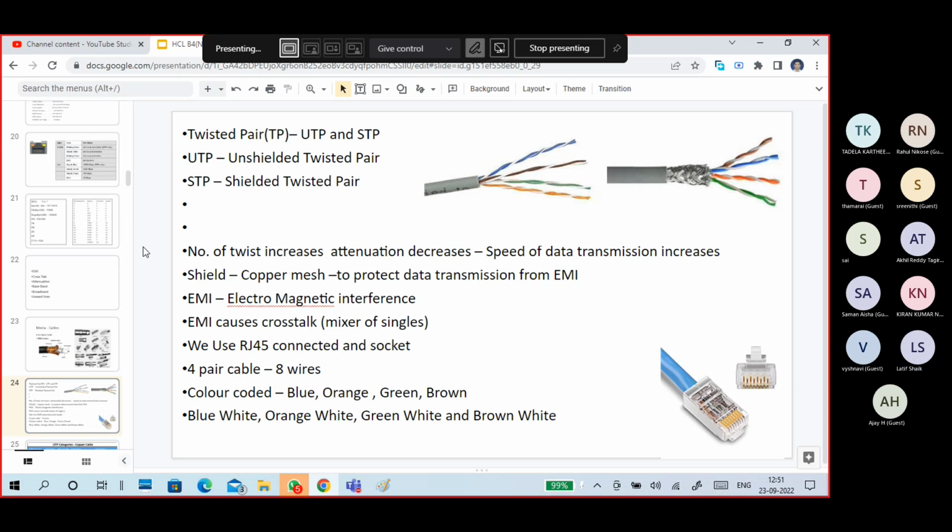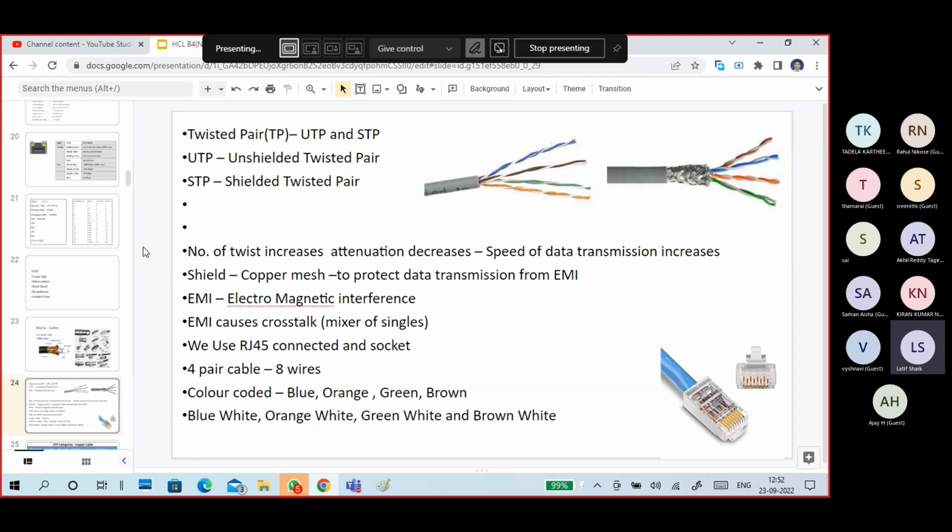Why twist? As per the theory of transmission lines, there is attenuation. Attenuation means opposing the signal. This attenuation will decrease if the number of twists increases. So that's why twists are there, and that's why it is called a twisted pair cable.